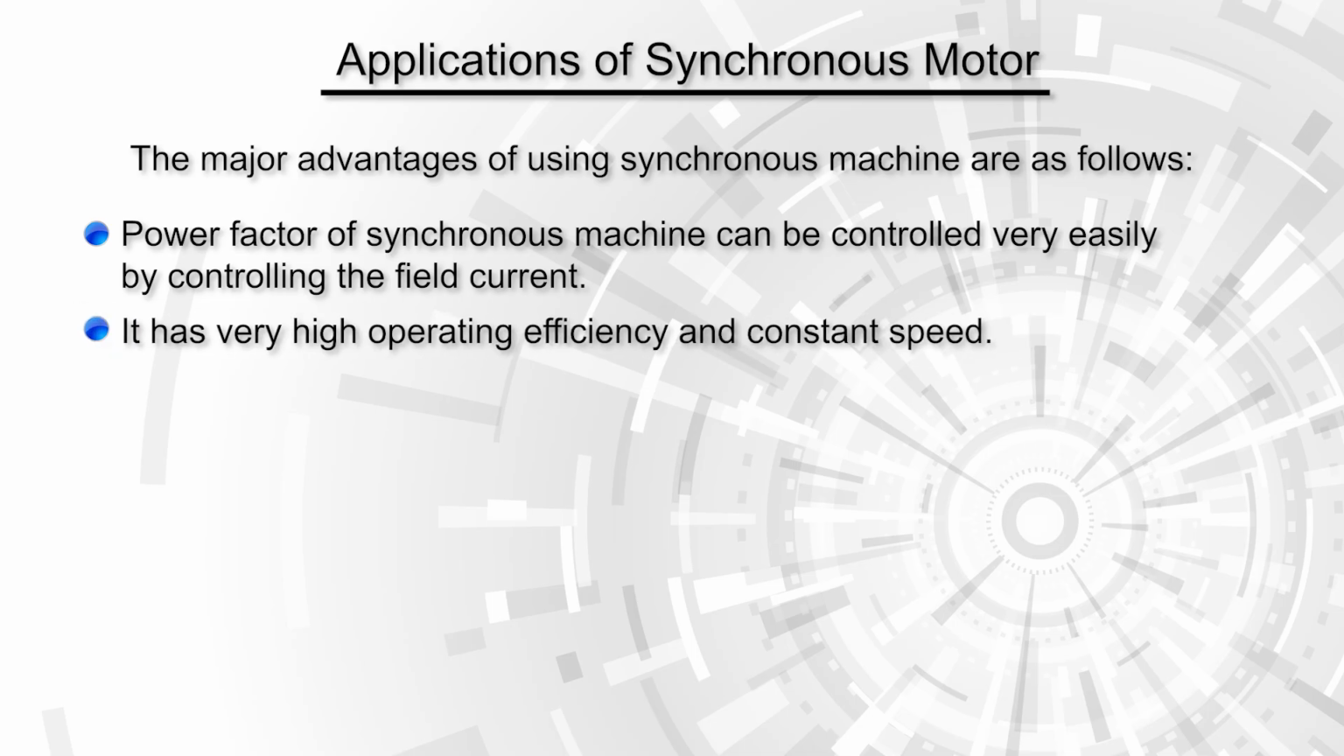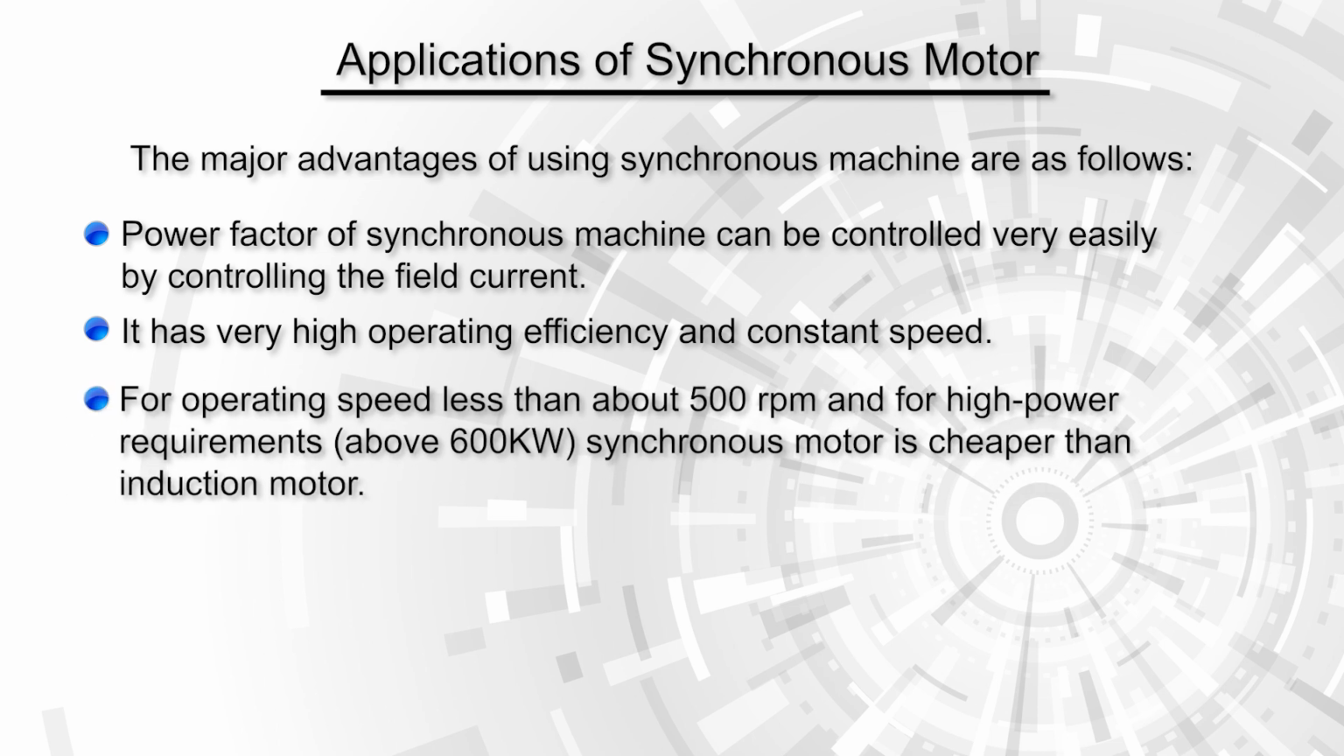It has very high operating efficiency but constant speed, remember. For operating speed less than about 500 RPM, revolutions per minute, and for high power requirements above 600 kilowatt, a synchronous motor is cheaper than an induction motor. So for those applications, we can always look for the synchronous motor. In view of these advantages, synchronous motors are preferred for driving loads requiring high power at low speed, such as reciprocating pumps and compressors, crushers, rolling mills, pulp grinders, etc.